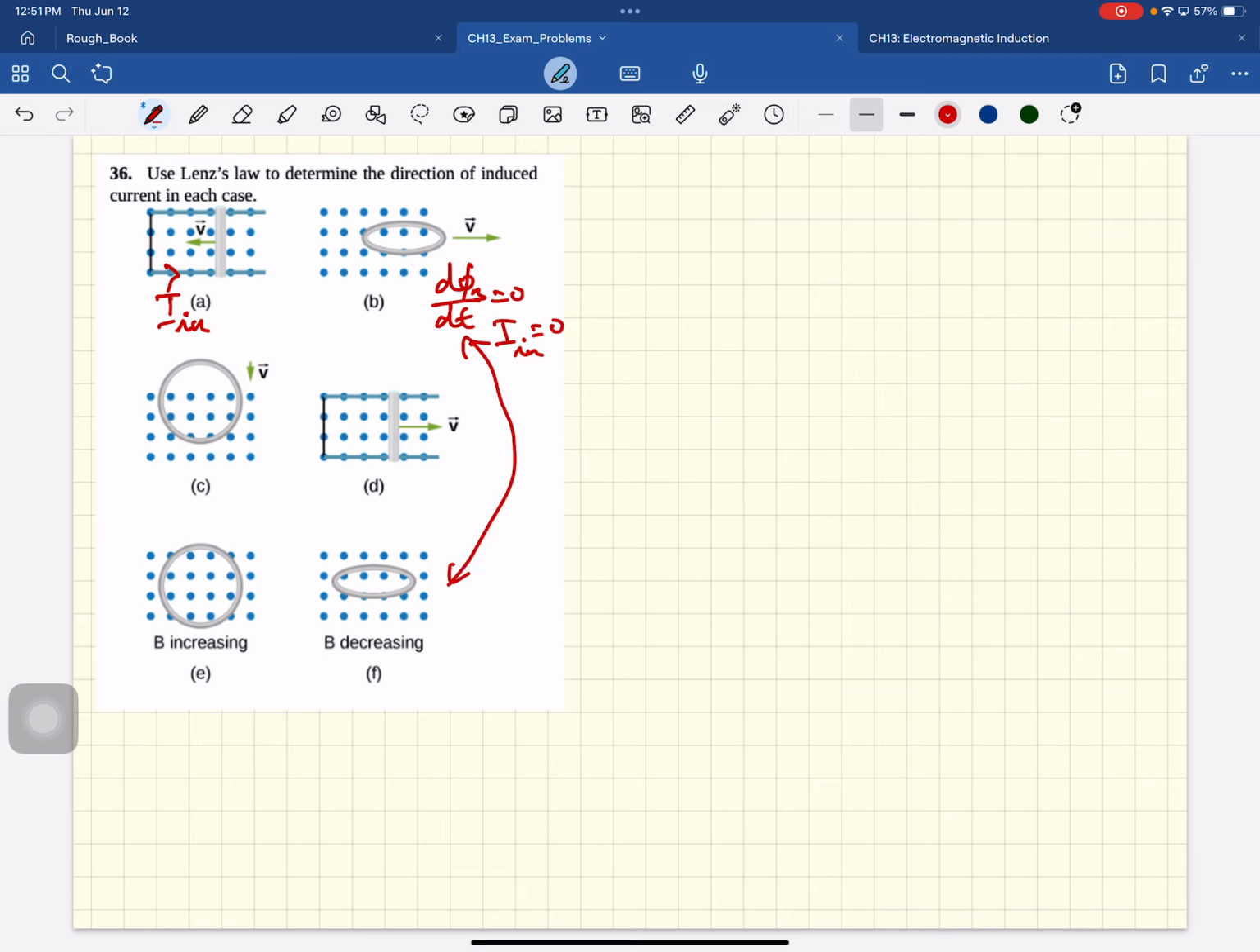Okay, this is easy. This is moving in the opposite direction, so the induced current is in that direction. You're moving this string like that. What is happening? The flux is increasing. So you want to produce a flux into the sheet, so the induced current is in this direction.